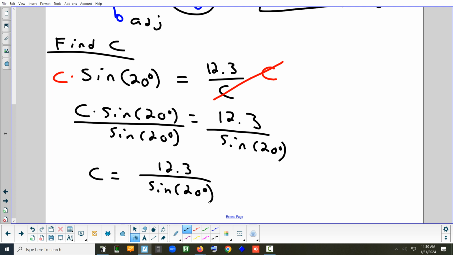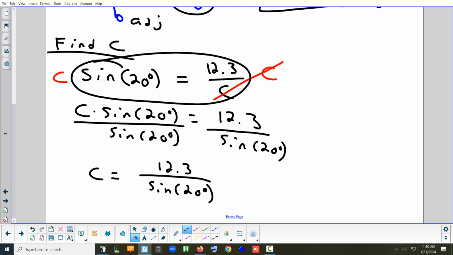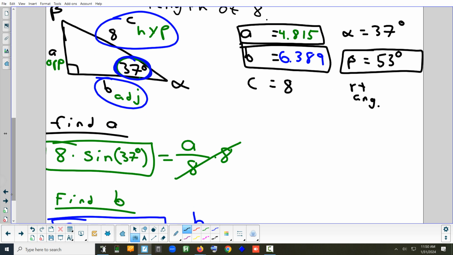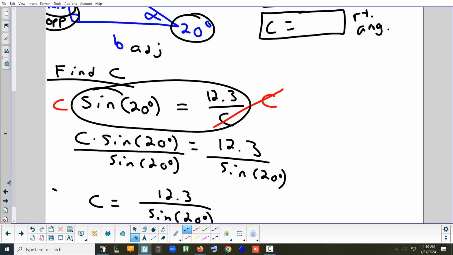If you look at what you had originally, what ends up happening is the sine 20 and the C switch places. And that's the shortcut I'm going to use from now on, instead of going through that work. Just take the letter that's in the bottom, only if the letter is in the bottom. If the letter is in the top, we did that in the last problem. That's a little different. But when it's in the bottom, just switch it with what's on the other side.